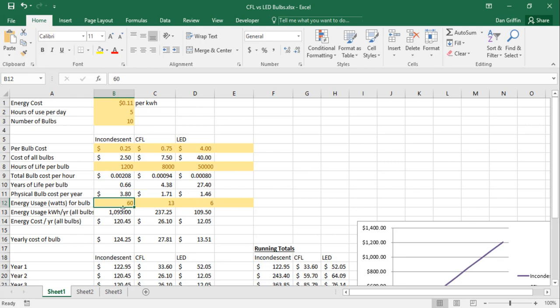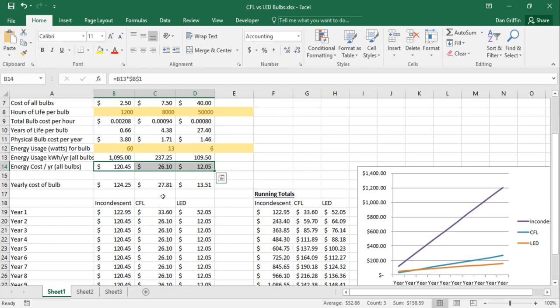Then what the spreadsheet's going to do here is calculate, remember we have this set now to 10 of these bulbs, it would cost about 1,095 kilowatt hours per year to run these 10 incandescents. It would cost 237 kilowatt hours to run these CFLs, or 109 kilowatt hours to run these LEDs. And then we put those in actual dollar terms on a yearly basis right below it. So what we're able to do now is add in the energy cost of the bulb, take the cost of purchasing the bulb and divide that out over its lifespan, and we can get a yearly cost of bulbs right down here.